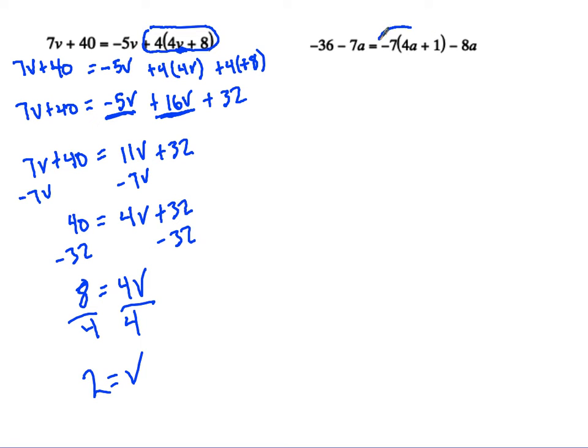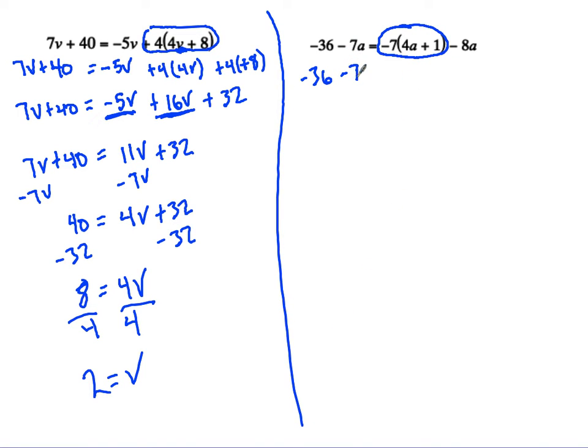This right here, this part of the equation is the only thing I'm going to look at first. Everything else stays the same. So negative 36. Divide these two pieces here. There we go. Negative 36 minus 7a equals negative 7 times 4a and a minus 7 times a plus 1. And then we still have this minus 8a at the end of the problem. Minus 8a.